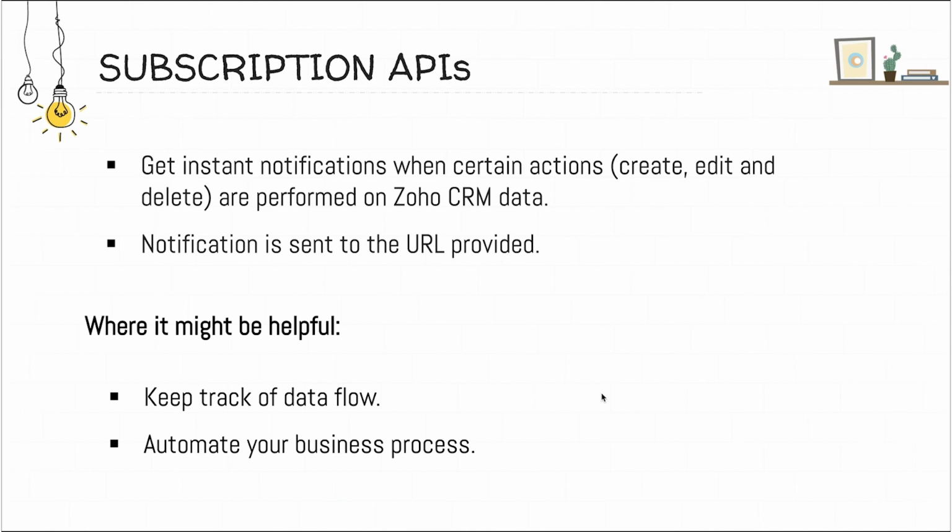And moving on to subscription APIs, you could subscribe for getting instant notifications on certain actions that are performed within Zoho CRM. Let's say I want to get notified whenever a lead is converted, or whenever a deal is made, or a deal is progressed by a certain stage, or whenever a sales order gets deleted. In those cases, you could use the subscription APIs to get some instant notifications.